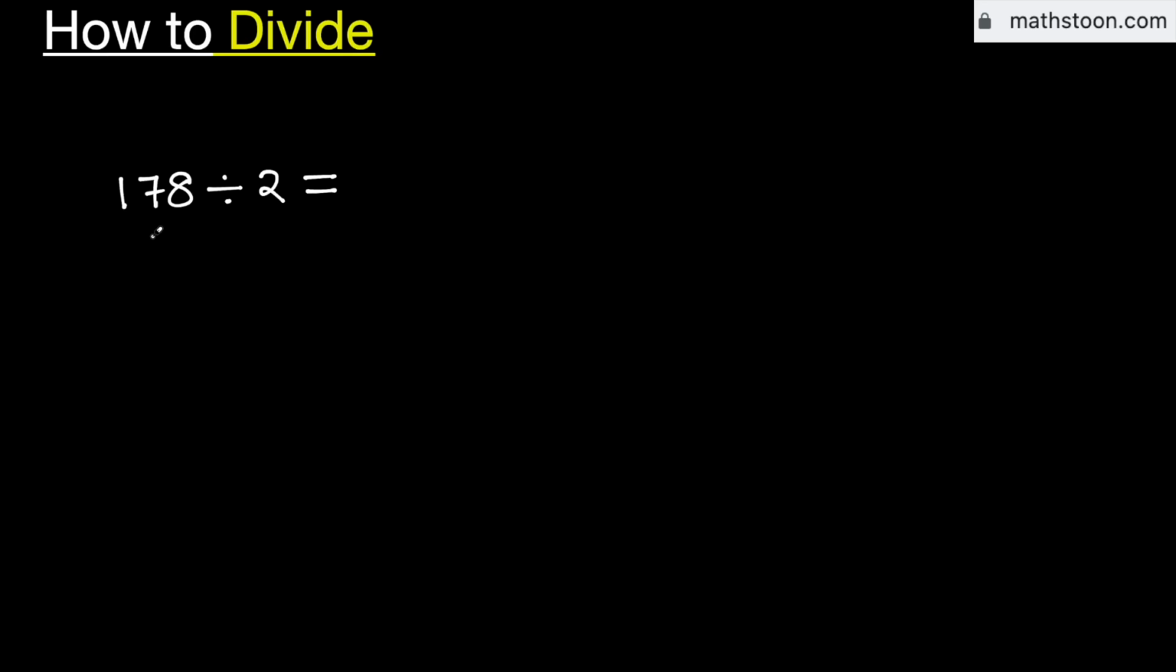Let's learn how to divide the number 178 by 2 using the long division method. See that 1 is less than 2, so let's consider the two digits, that is the number 17. We know that 2 times 8 is equal to 16. Subtract, we get 1.